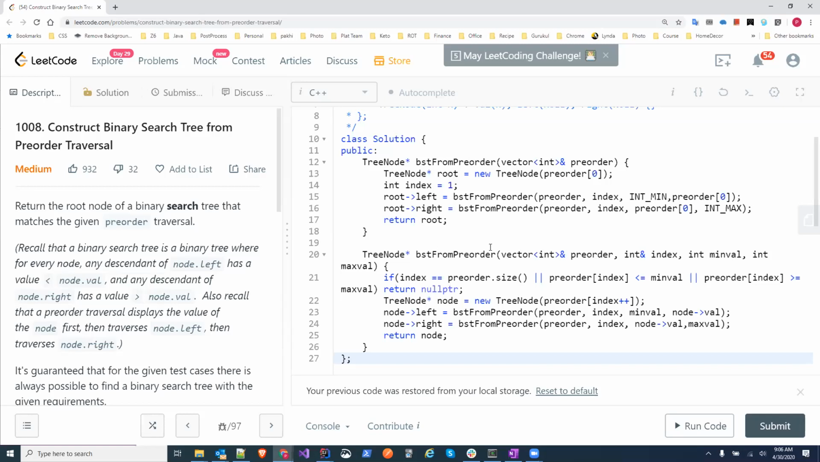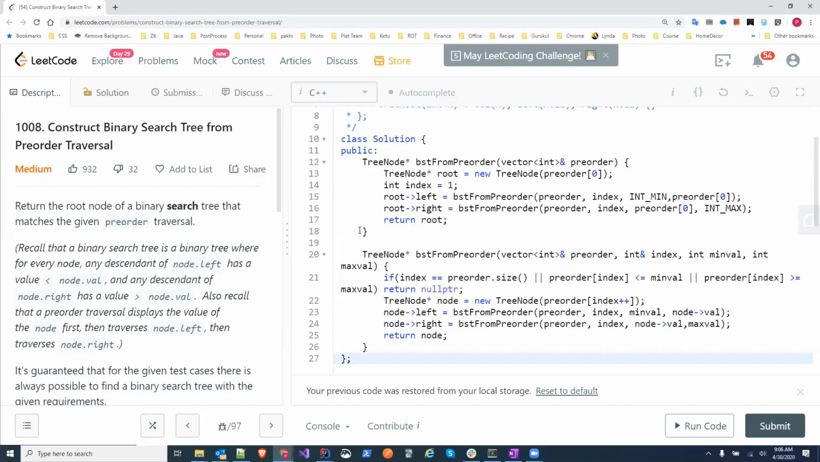Is there any question about this? What is the index here? Index is the current element I'm processing in the array. But is it changing? Oh, okay.